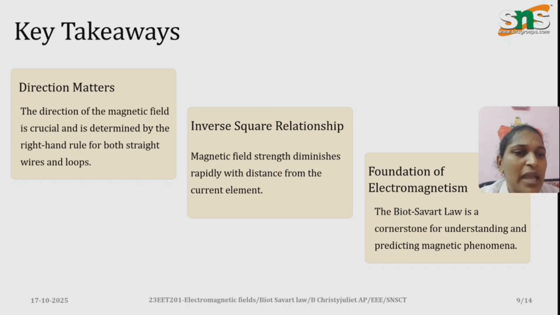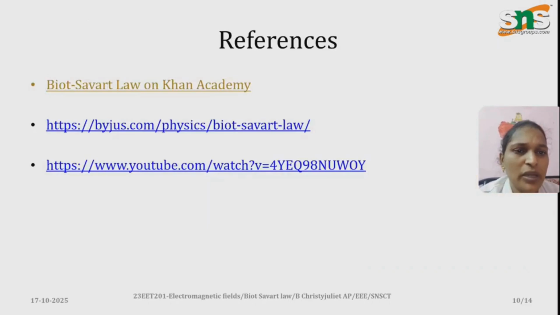And then the inverse square relationship. The magnetic field strength diminishes rapidly with the distance from the current element. So if the distance is too far, then the magnetic field strength will be too low, and if the distance is too small, then the magnetic field strength will be higher. And also this law serves as the foundation for electromagnetism. So this is a cornerstone law for understanding and predicting magnetic phenomena.